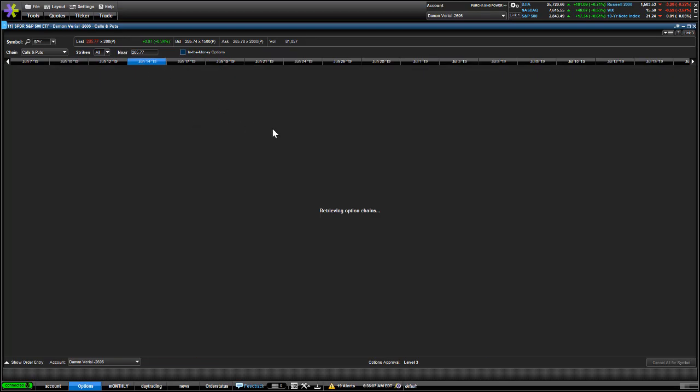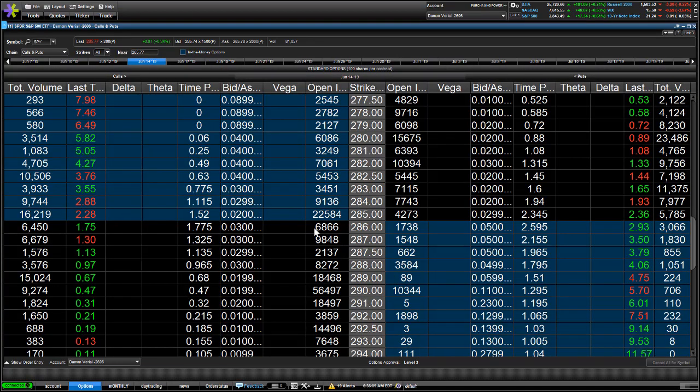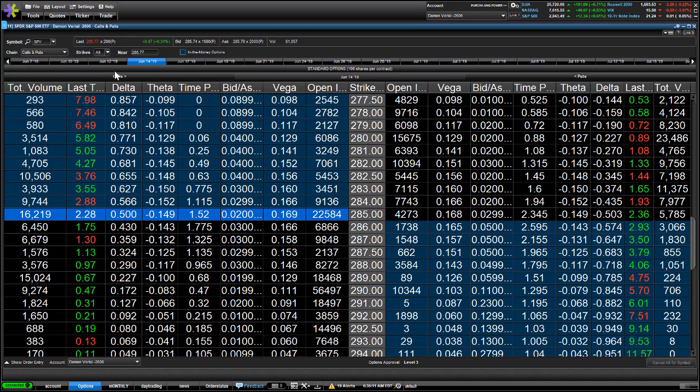So go to the SPY, look at that at the money weekly, which is right here. Select the June expiration date. Here's the at the money call. Calls are on the left side. I have this set up differently than you will, but these are the important things.